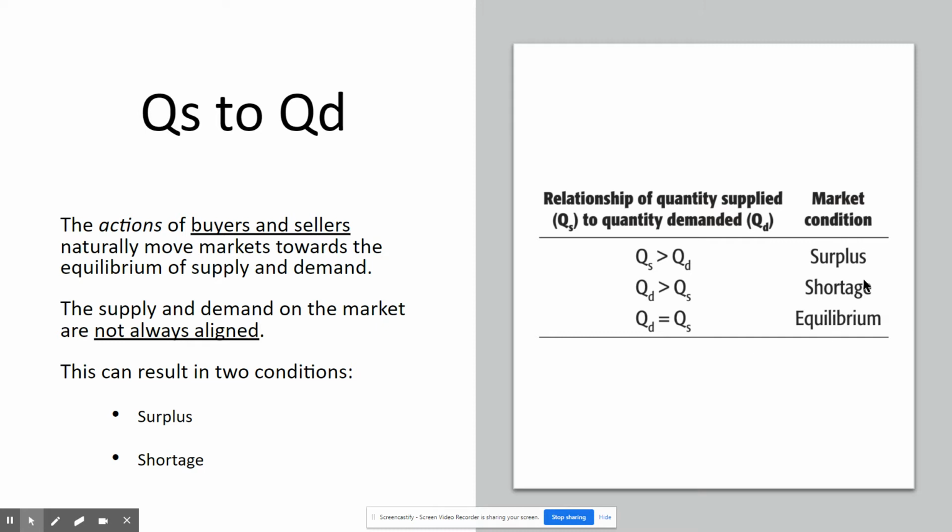I've said this at various times throughout the course, but a lot of economics is just common sense, okay? If you look at the surplus, I'm a supplier. I have more of this stuff, whatever that is, than I can sell. What's going to happen to my price? It goes down, okay? So it's moving towards equilibrium. If there's a shortage, meaning there's more buyers than there are goods to satisfy their needs, then what happens is price goes up, okay, until you get to equilibrium.